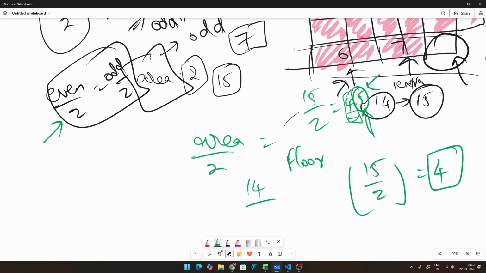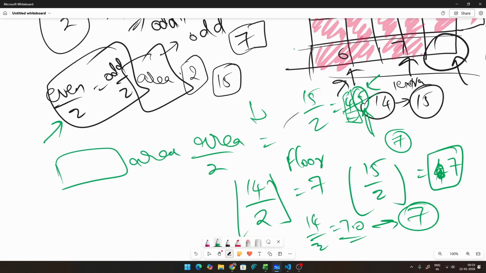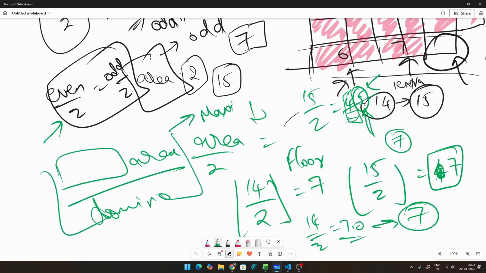The floor of 14 by 2, sorry, this is not 4, 15 by 2 will give you 7, right? Yeah, 7, sorry. Did some mathematical problems there. But again, interestingly speaking, the floor of 14 by 2 is also 7 only. The 14 by 2 is technically 7.0, and then 7.0's floor is 7 only. So the area here that we have decided, whatever the value of the area divided by the value of domino's area, and I'm going to take the floor of that, and that is the maximum amount of dominoes that I can keep.